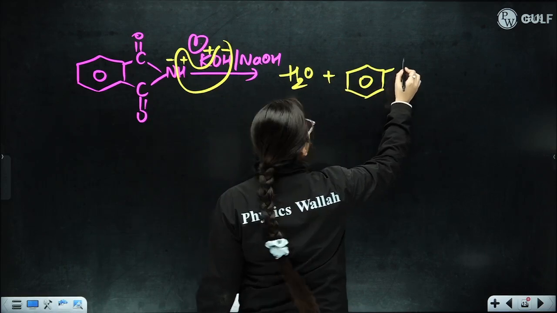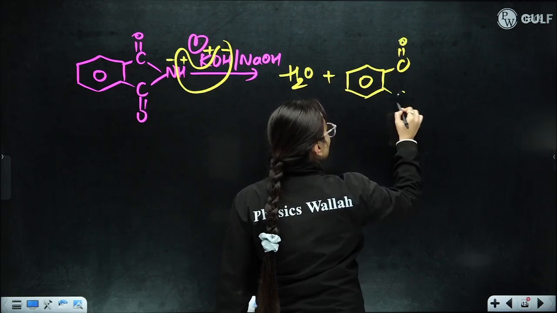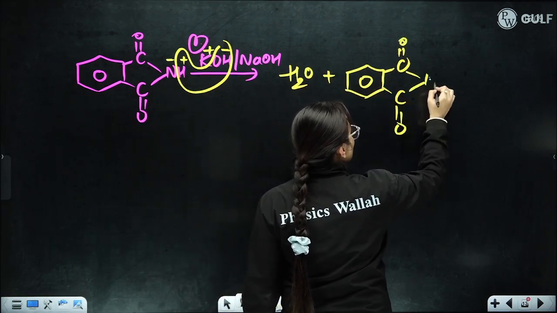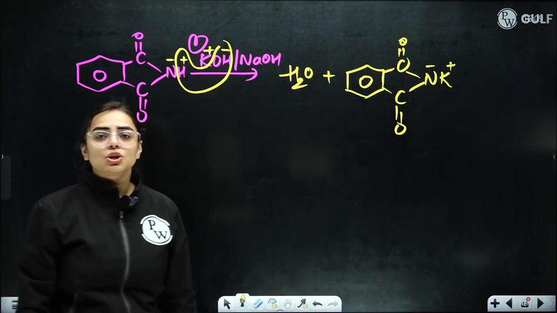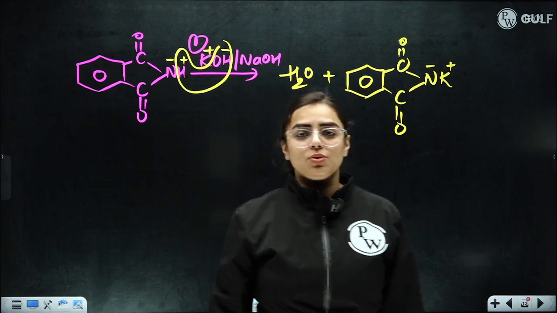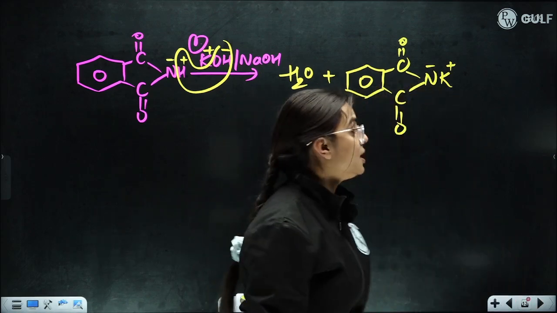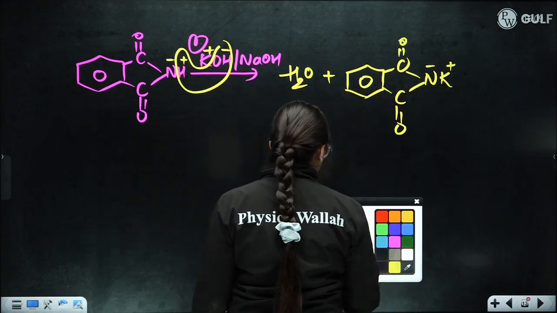We'll be left behind with this factor, where here is C double bond O, here is C double bond O, it's N negative and K positive. I hope so. This is the salt created, and everybody knows this. Yes, great. Now let's see the next part.